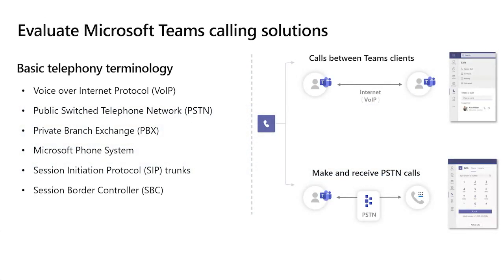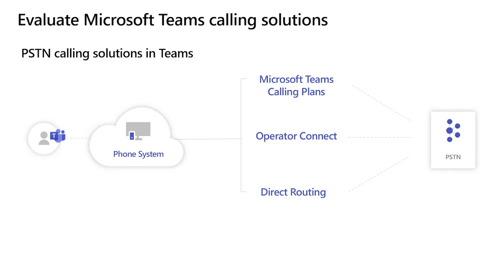So some basic terms you need to know regarding telephony: VoIP, Voice over Internet Protocol, public switched telephone network, PBX, that's the private branch exchange. There's a Microsoft Phone System. We need to be aware of Session Initiation Protocol and the SBC, the session border controller. So we looked at part of the slide before where we can have calls between two Teams clients using VoIP, and we can also connect to the public switched telephone network, calling landlines or mobile phones from Teams. A few options here. We have Teams Calling Plans, the newer Operator Connect and Direct Routing options.